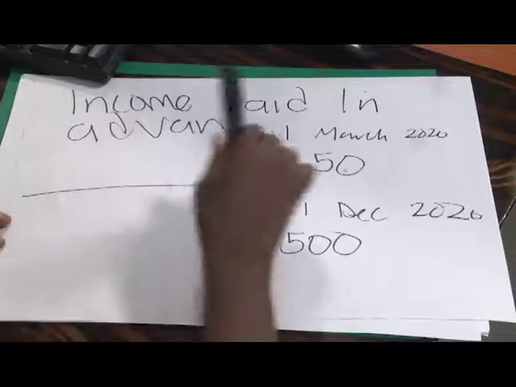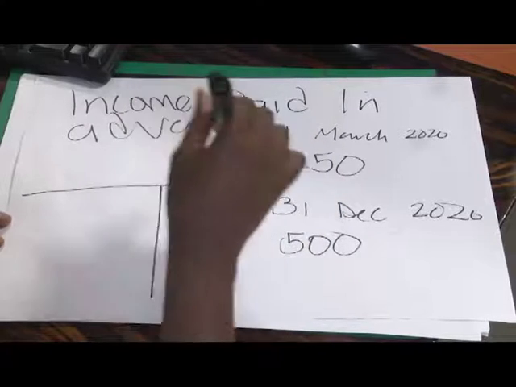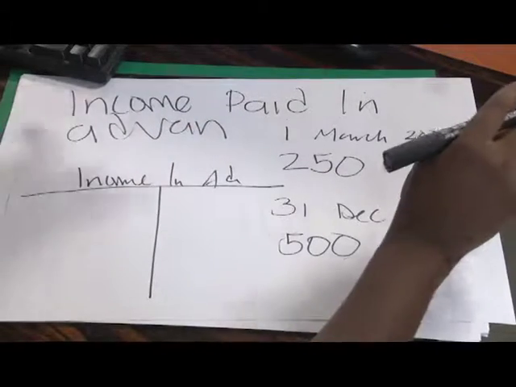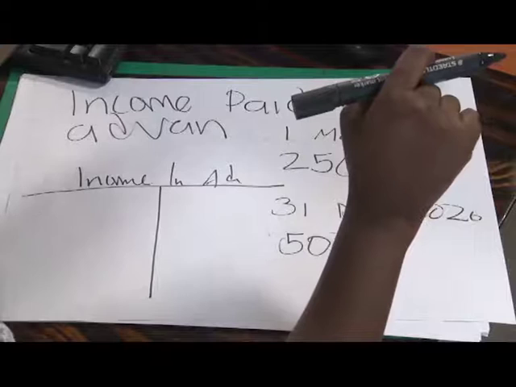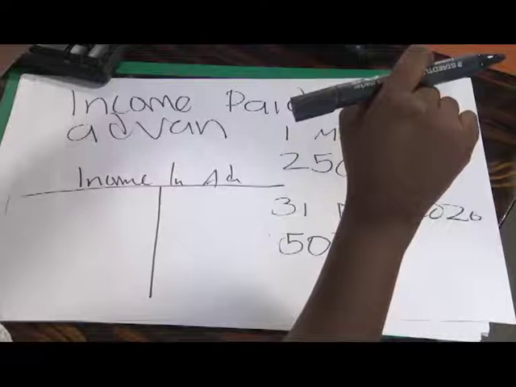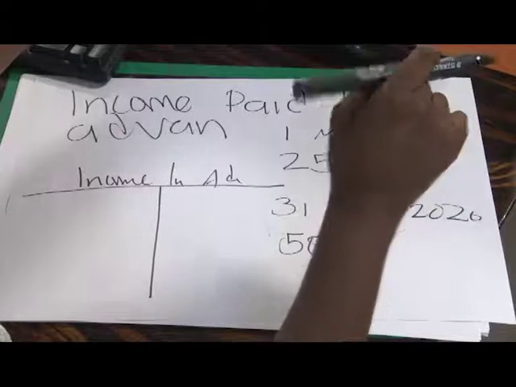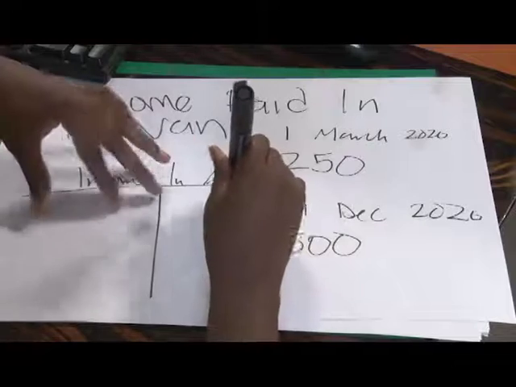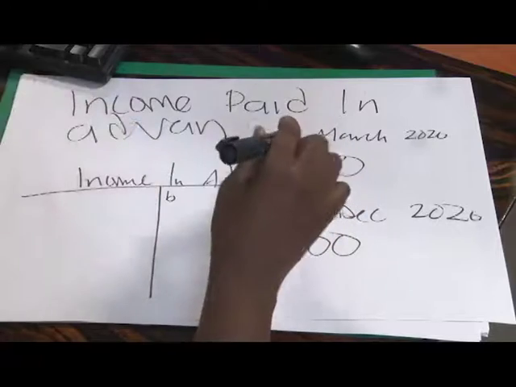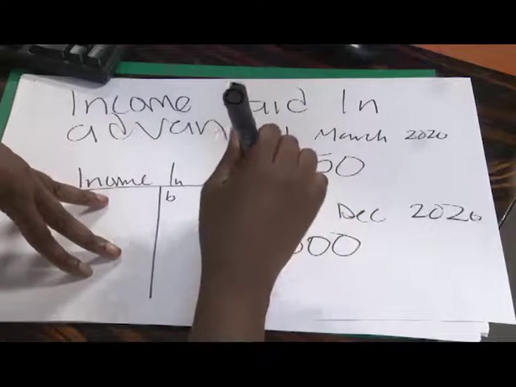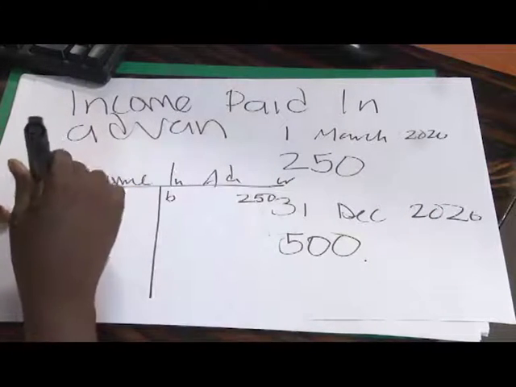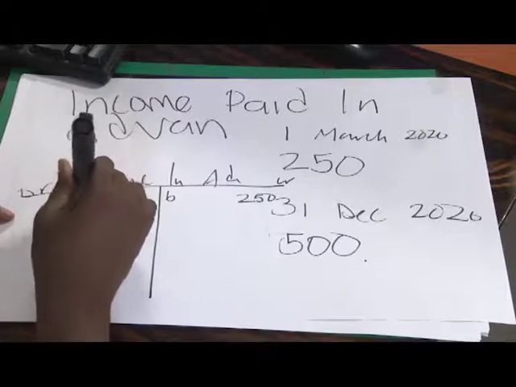This is what is going to happen. This is going to be income received in advance. So we said prepaid income. Beginning, we include it. Where do we increase our income? On the credit side. So beginning is going to be 250. Then it's going to be brought carried down, or brought forward whatsoever, this 250, and then at the end, this one for December will be on the debit side as 500.